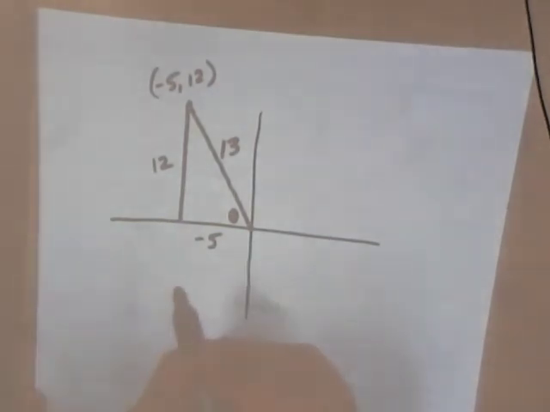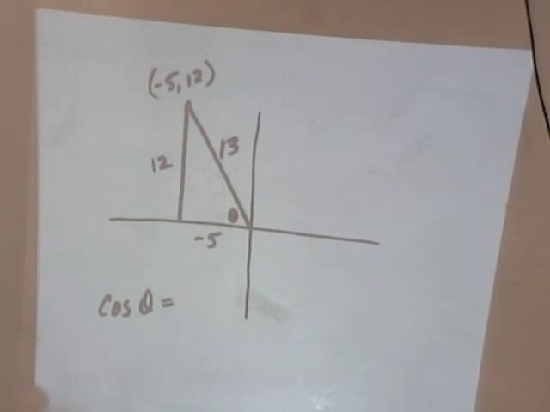And the cosine of the angle, that's all I want to know, is adjacent over hypotenuse, right? So negative 5 over 13. Theta, make it an x if you don't want it to be a theta. That's all it is, a variable. Except for angles, they use Greek letters.